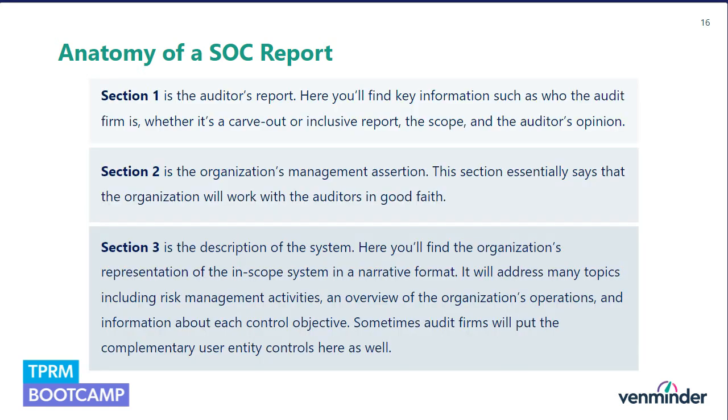Okay, so continuing on with that anatomy of the SOC report, the first 4 sections are consistent in either a SOC 1 or a SOC 2. Section 1 is going to be the auditor's report. Here you're going to find key information such as who the audit firm is, whether it's a carve-out or inclusive report, the scope, and of course the auditor's opinion. We're going to talk about some of these things more in depth in a few minutes.